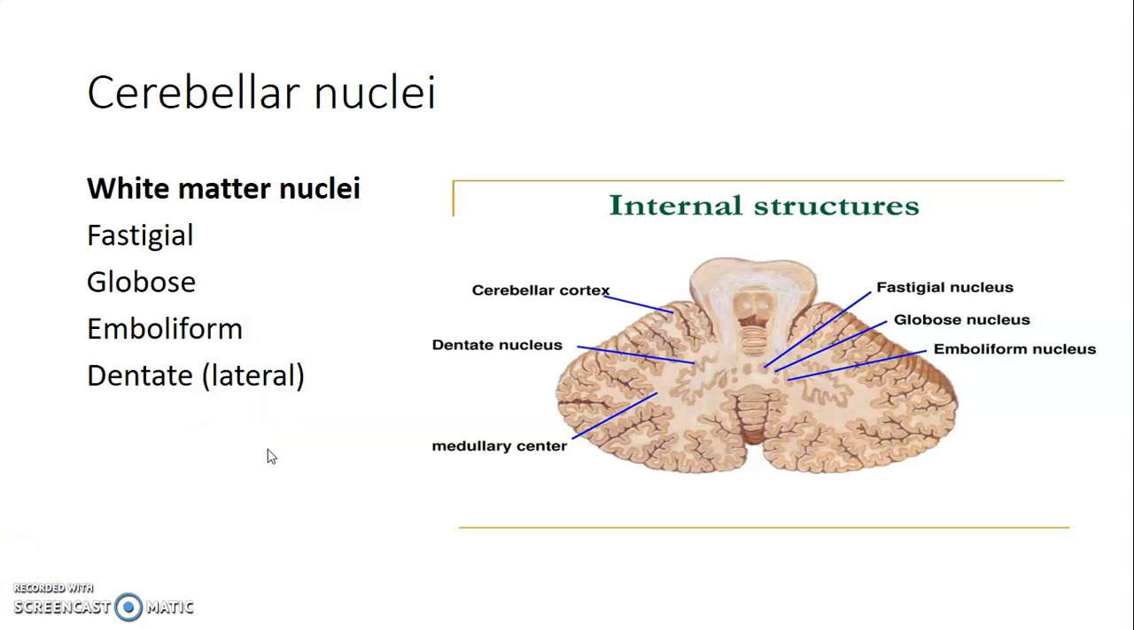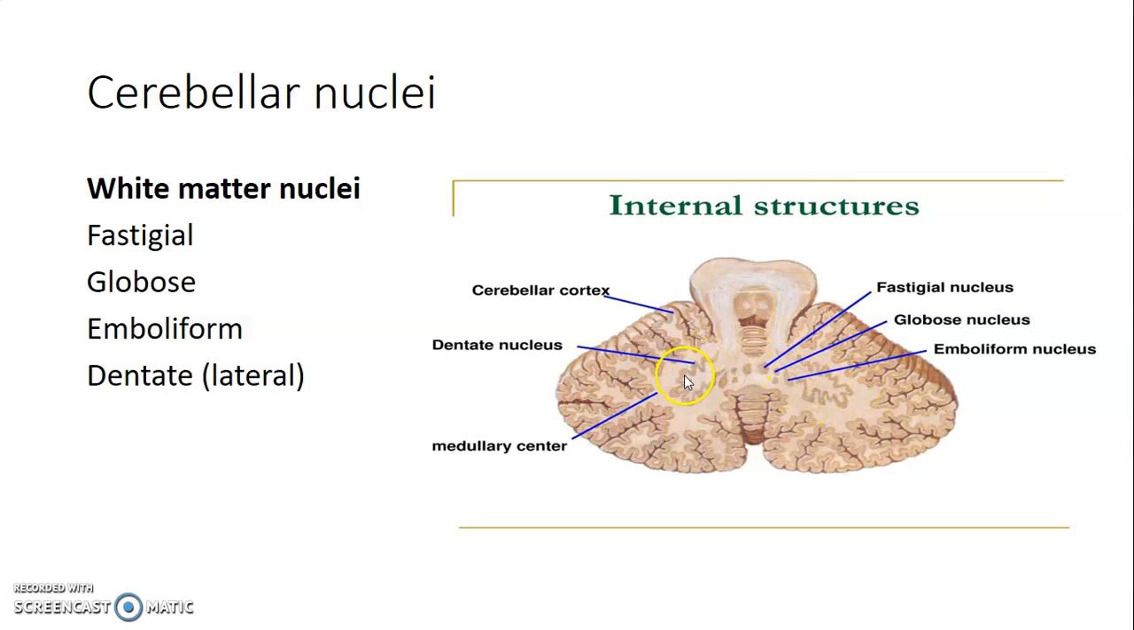So these are a collection of neuronal cell bodies within the white matter of the cerebellum. You need to know the order because you'll be asked in a practical exam to name or show the four nuclei of the cerebellum in order from medial to lateral. So you start with fastigial, then globose, emboliform, then dentate.